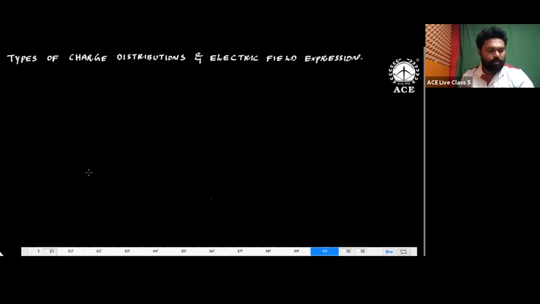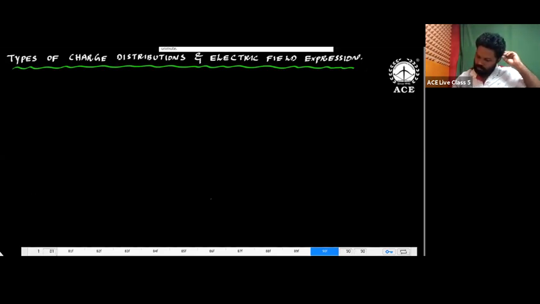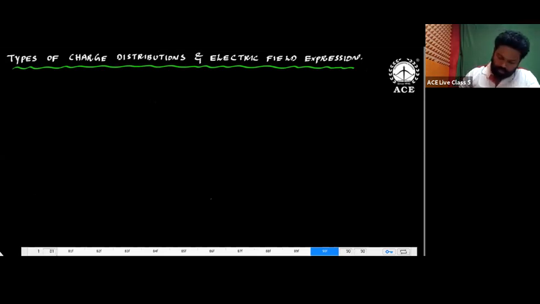And electric field expression. Okay, fine. Now let us have different types of charge distributions. The first one is a discrete charge. Number one, discrete charge is also called point charge. That is what we have been dealing with.